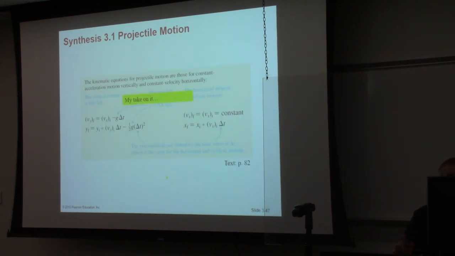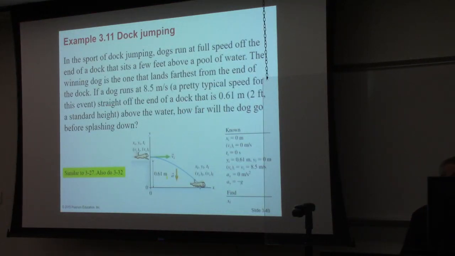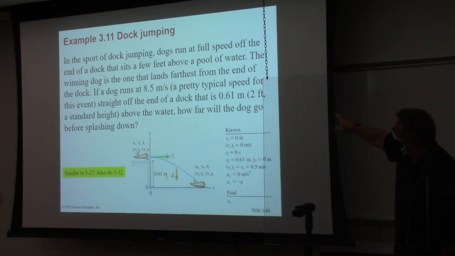Okay, so my take on it is that x and y column thing that I built. Really we're just using the kinematics equations that we had before. So this problem is similar to 3.27. So I thought we could do this dock jumping problem and then also do 3.32.